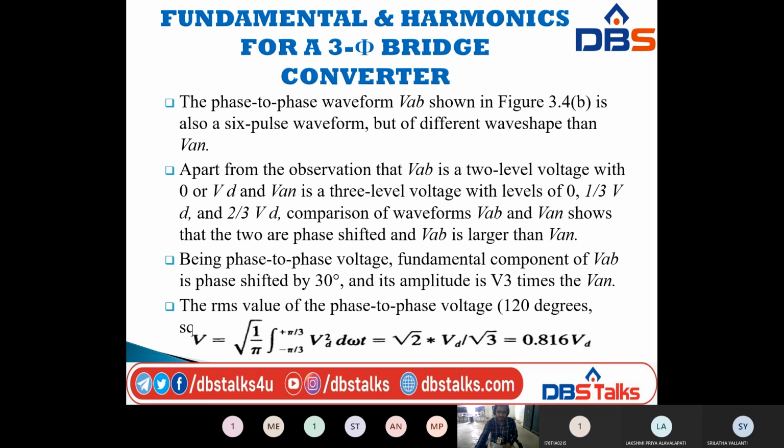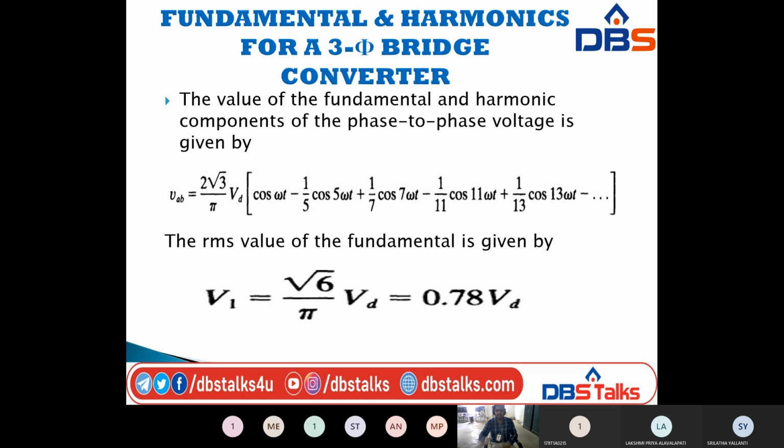And next, the value of the fundamental and harmonic components of the phase to phase voltage is given by, here we have the fundamental and harmonic components of VAB. We have VBC and VCA, but here I am taking VAB, that is equal to 2 root 3 by pi into VD into cos omega t minus 1 by 5 cos 5 omega t plus 1 by 7 cos 7 omega t minus 1 by 11 cos 11 omega t plus 1 by 13 cos 13 omega t minus and so on.